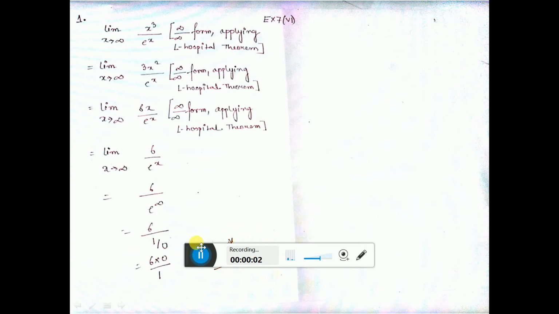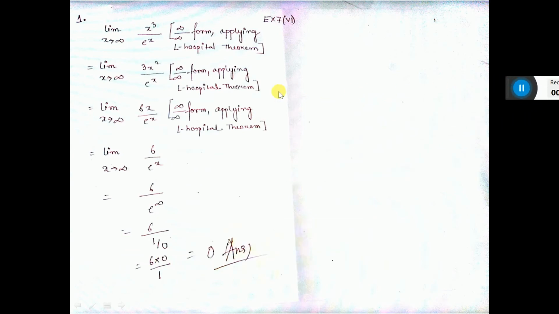Class 12 students, you see this L'Hospital theorem sum I have done here. This is the second exercise. Limit x tends to infinity of x cube by e to the power x. If you put infinity here, infinity cube is infinity, and e to the power infinity is also infinity. So it is infinity by infinity form. So we have to apply L'Hospital theorem.